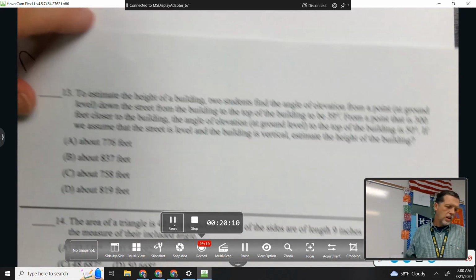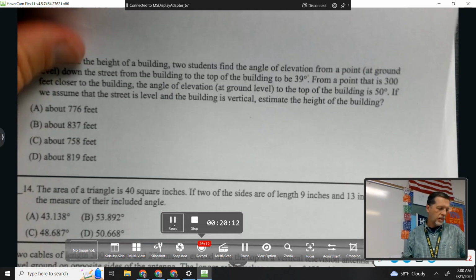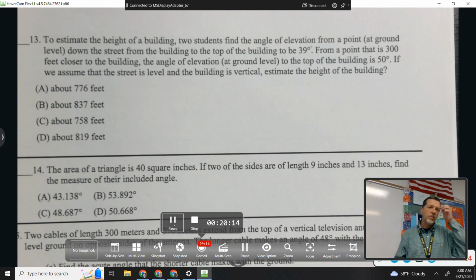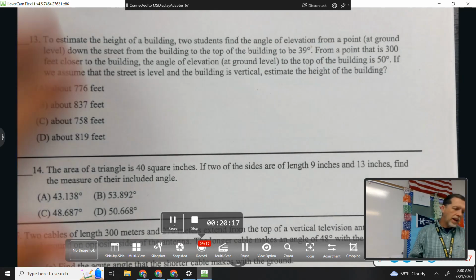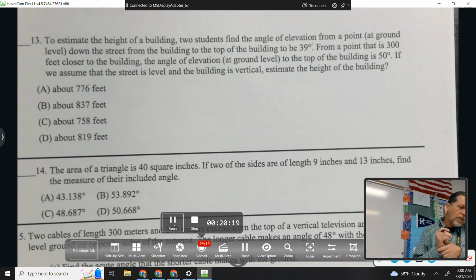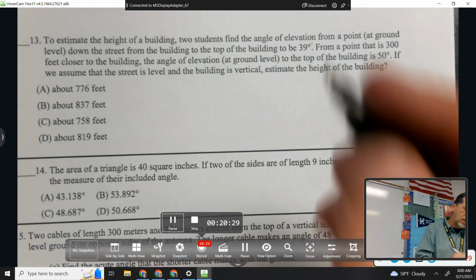This one does not have a picture with it, so we'll have to be a little extra careful. To estimate the height of a building, two students find the angle of elevation from a point at ground level down the street from the building to the top of the building to be 39 degrees. Okay, that's a lot of words.